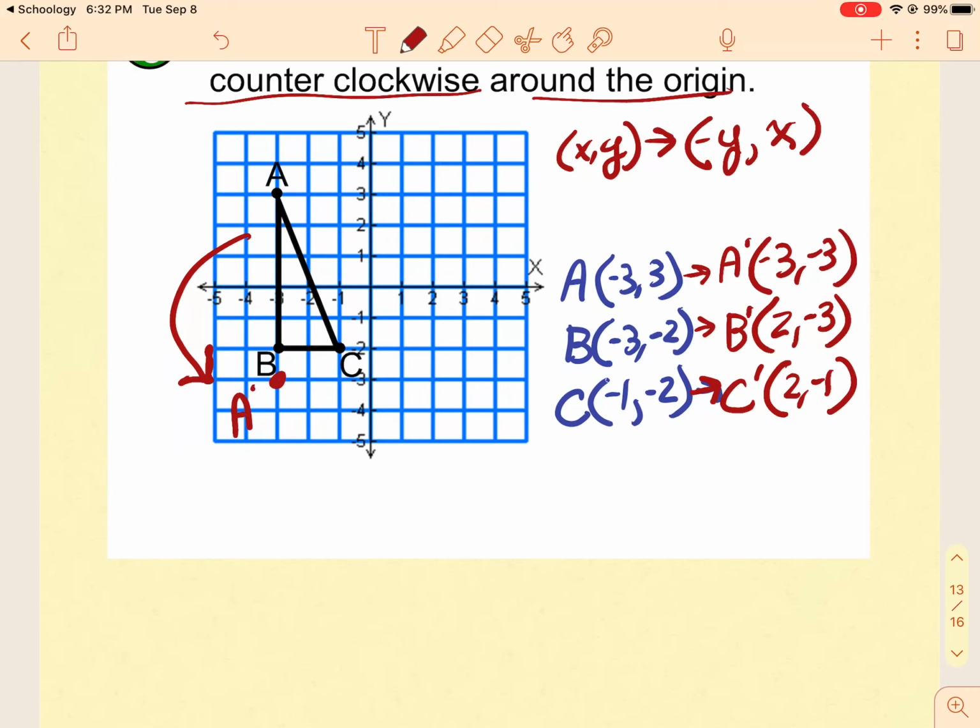-3, -3 is right there. 2, -3 is our B prime. And then 2, -1 is your C prime. And you could see that that got rotated 90 degrees counterclockwise.